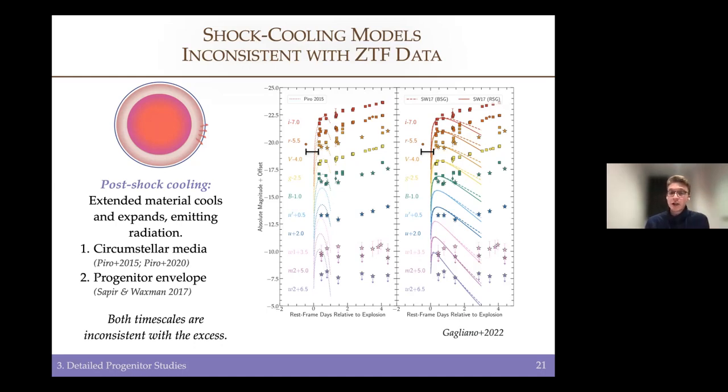A basic description of shock cooling is on the left. You have the shock wave from the supernova that propagates outward. You get heating of either the surface of the star or the surrounding CSM, depending on the optical depths that you're looking at. And then a cooling of that material as it expands might cause an early time signature. But again, these timescales seem to be inconsistent with that excess that we observe.